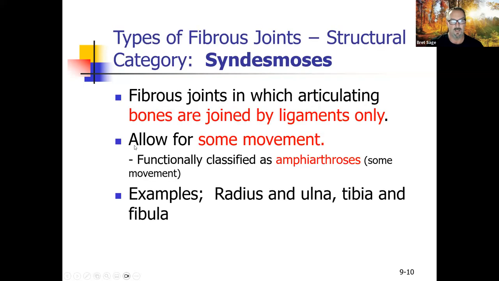Okay, syndesmosis, fibrous joints where articulating bones are joined by ligaments only, allow for some movement. Now, please note, this is a structural category. The functional classification of it is amphiarthrosis, which means some movement. So it's a little confusing. There's structural categories and functional categories. So, for example, the joint between the radius and ulna here in your forearm is a good example of syndesmosis. The tibia and fibula, which is your lower leg. So some movement, but not a lot. Basically, those bones just kind of move past each other a little bit, to a small extent.